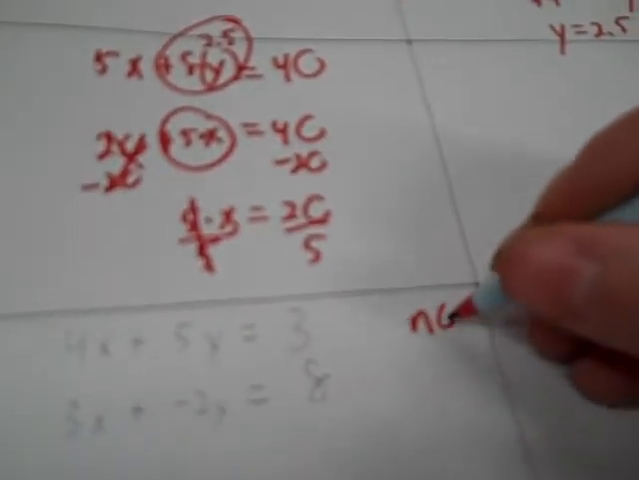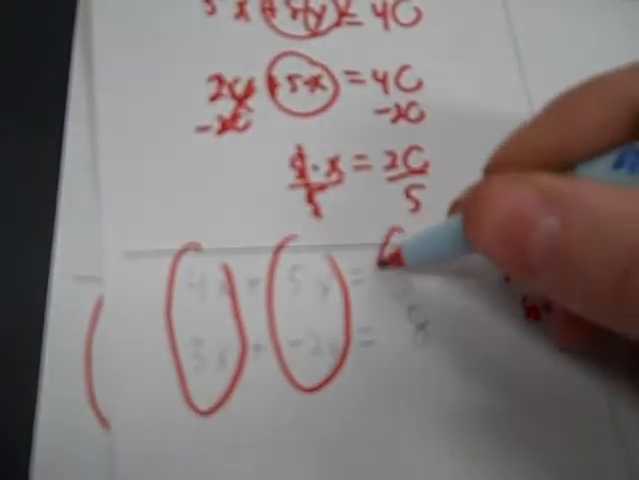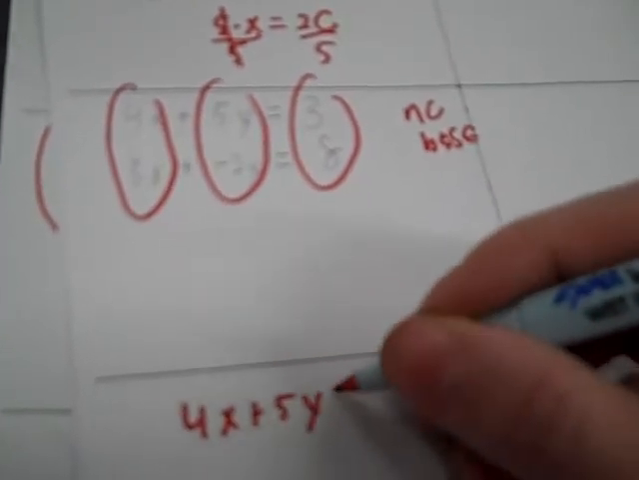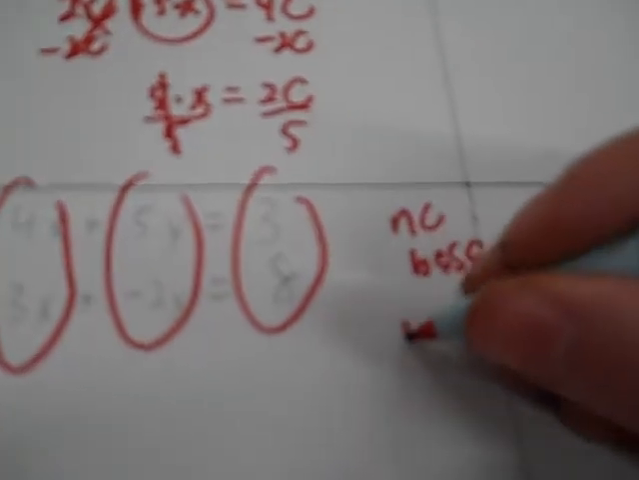Okay, next problem. Again, there's no base. So I circle the x's, the y's, and these, and I'm going to write the top equation, 4x plus 5y equals 3. That's how I get my second answer. Okay, so do I have anything that's the same? No, 4 and 3 aren't the same, 5 and 2 aren't the same, so there is no same with the letters. Okay, so we got to do the dot, dot, dot, dot, dot, dot.